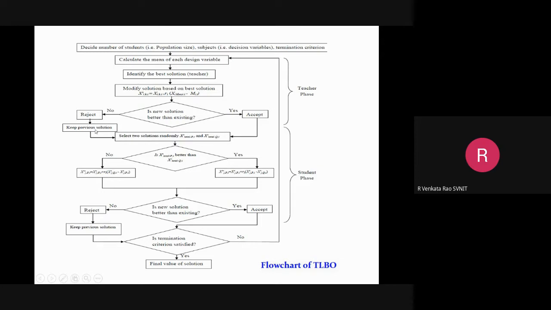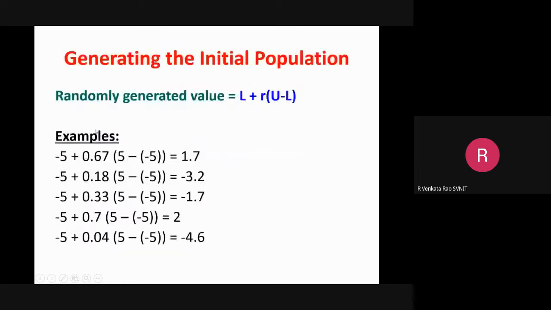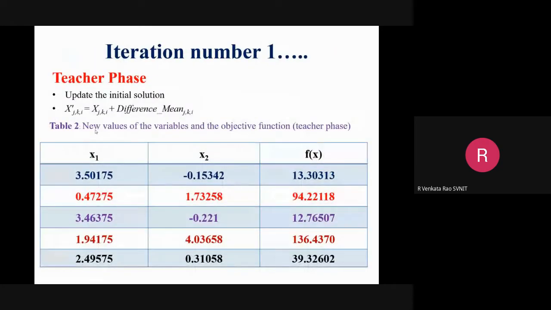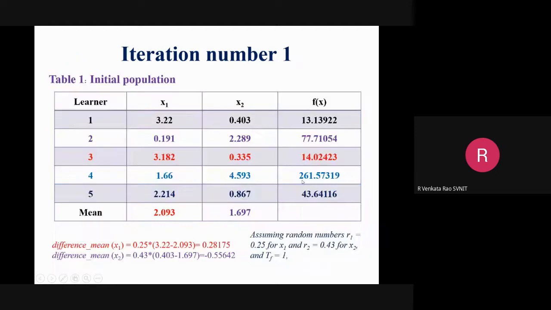That is our understanding. So now if we go to our table, table 2 with the new values is this. For learner 1, what is the new value? 13.30. What was the old value? 13.13 in table 1, the fx value for learner 1. So the old value is better because it is a minimization problem. The minimum value is better. So we ignore the new solution and we keep the old solution only in our table 3.